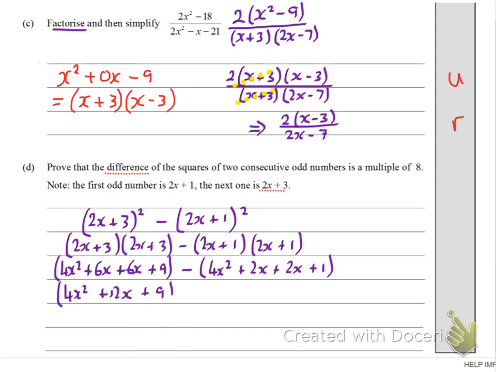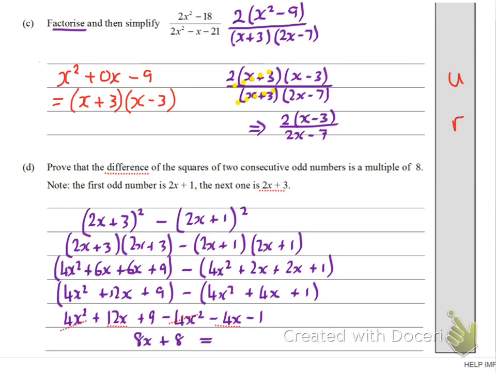Tidy up your brackets by grouping the x terms. Now remove your brackets. We have the first ones are all positive, the next ones are all negative. That negative sign applies to all of those in the three brackets. What's 4x squared minus 4x squared? That's nothing. So you get 8x plus 8. This proves that it's a multiple of 8 because you got 8 times something. There's relational thinking. That's 7 marks.